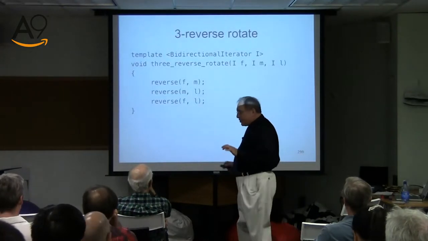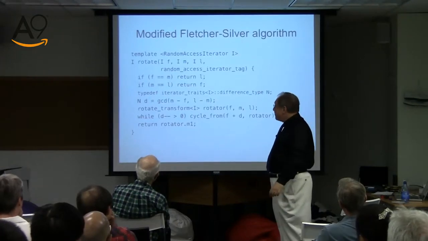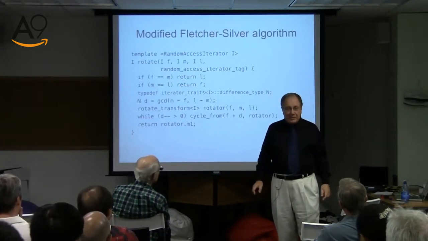Okay, so we found two algorithms. One which works for forward iterators, Gries-Mills. Another one which works for random access iterators, the do cycle one. Apparently, there is a great algorithm which was discovered by I don't know who. This is very sad. I asked Knuth, and he told me, oh, von Pratt discovered it. There is no evidence.